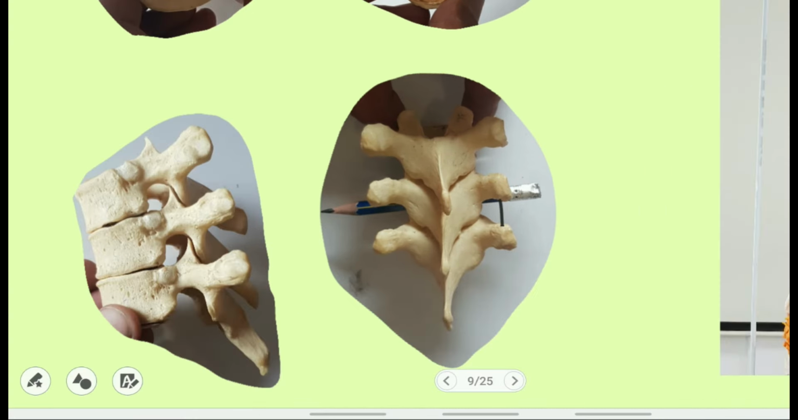Now I will demonstrate the different ligaments that unite the different parts of the vertebra. The transverse processes are joined to each other with the help of the intertransverse ligament.